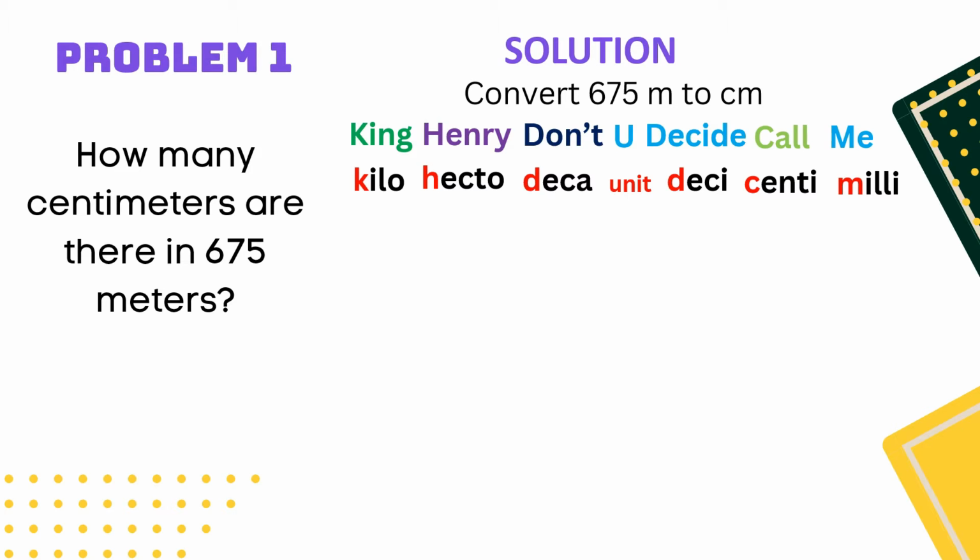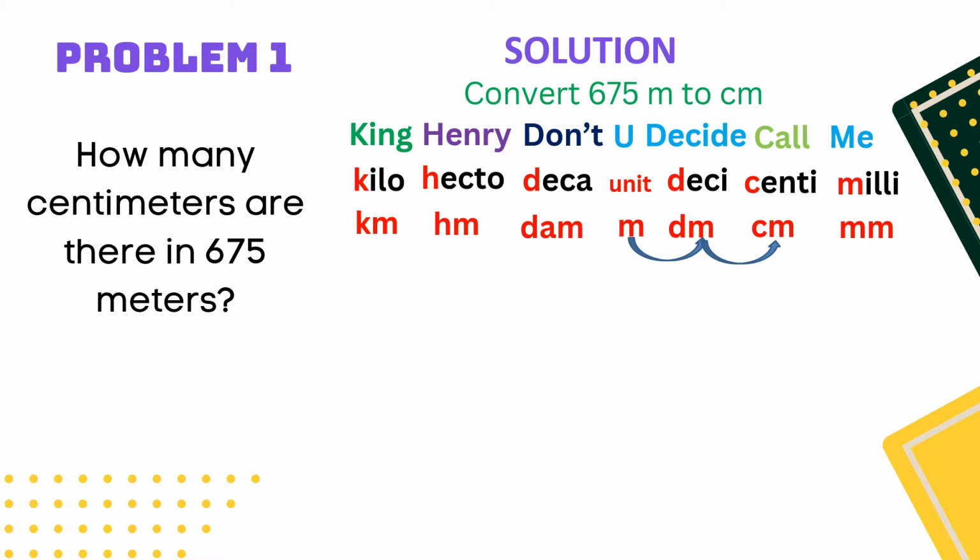In this example, we're going to convert meter to centimeter. So this is a linear measurement, and the basic unit of the linear measurement is meter. So we have kilometer, hectometer, decameter, decimeter, centimeter, and millimeter. Okay, let's convert 675 meters to centimeters. But before that, we're going to count how many jumps from meters to centimeters. So we have 2 jumps.